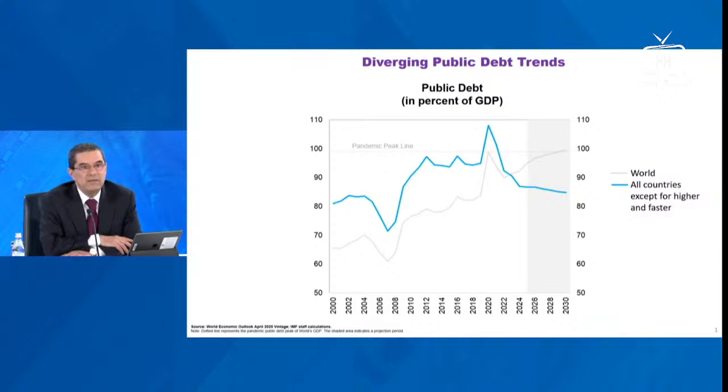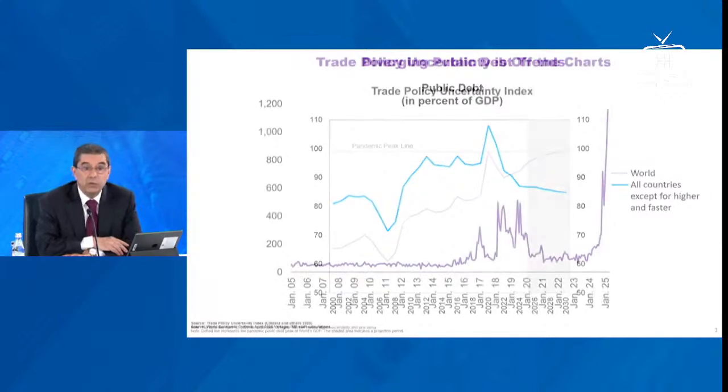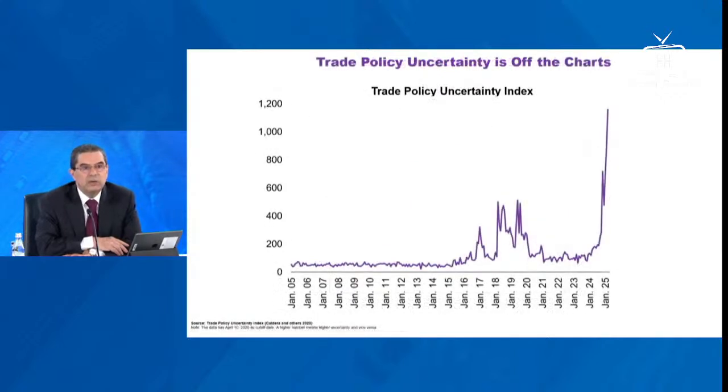But the distinctive feature of the current conjuncture is uncertainty. One must go beyond reference projections. In the words of the managing director, trade policy uncertainty is off the charts. Upside risks to public debt projections dominate the outlook. The October 2024 Fiscal Monitor introduced a novel tool to quantify the distribution of debt risks around the reference projection. We call it public debt at risk.